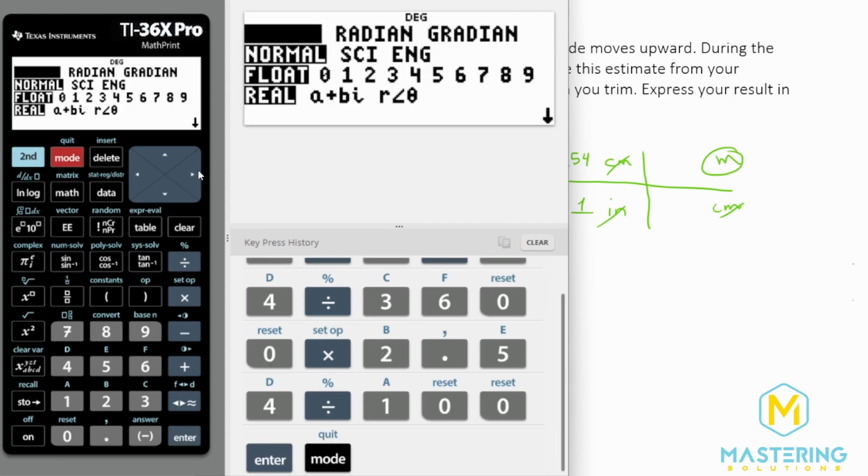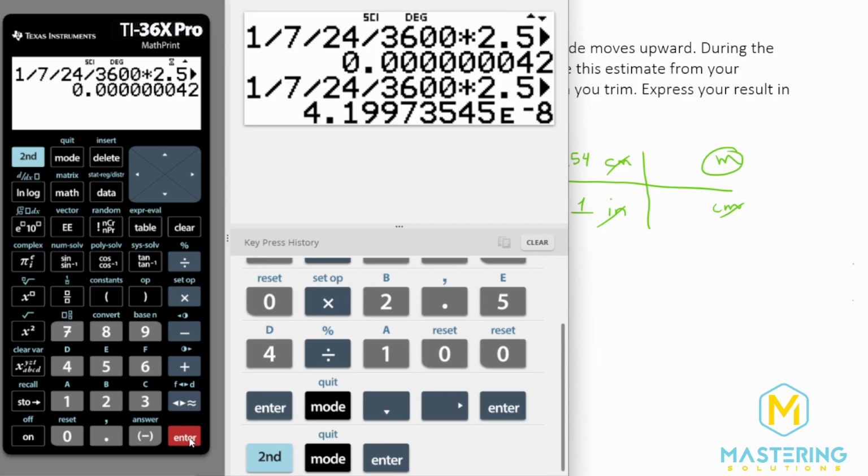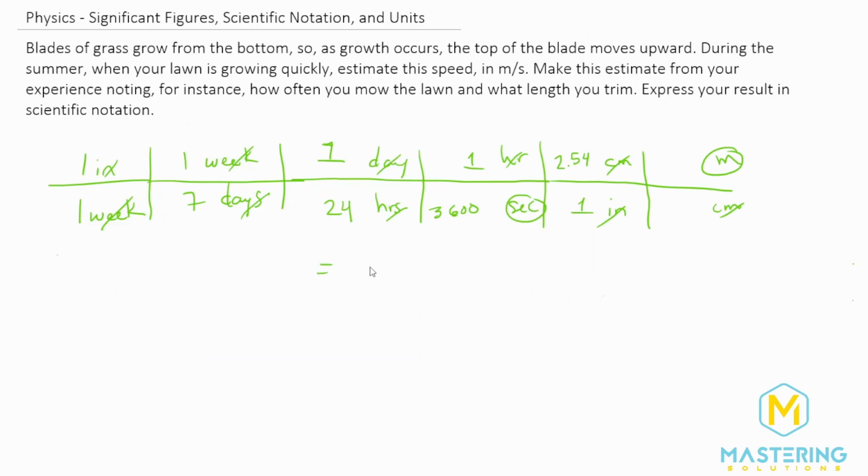Okay, I'm going to change the mode to scientific mode. And now whenever we put in our answer, we have 4.2 times 10 to the negative 8. So all that gives us 4.2 times 10 to the negative 8 meters per second for how fast your grass grows, if we assume that it's growing about an inch in 1 week.